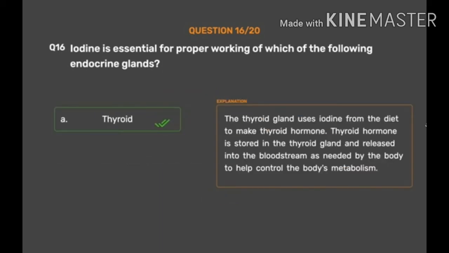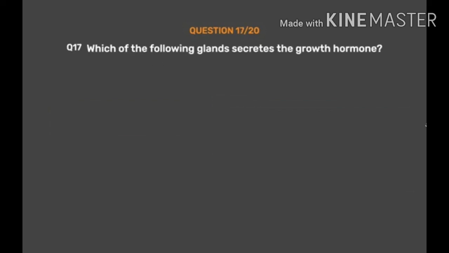Thyroid. The thyroid gland uses iodine from the diet to make thyroid hormone. Thyroid hormone is stored in the thyroid gland and released into the bloodstream as needed by the body to help control the body's metabolism.